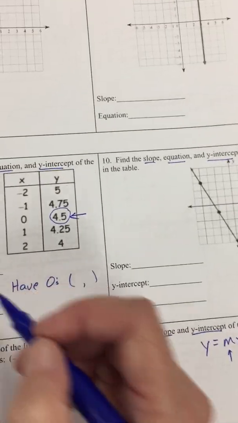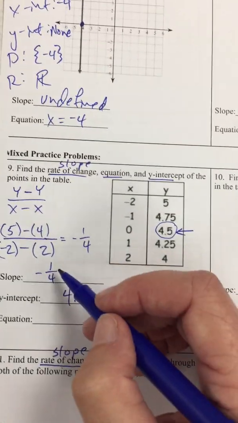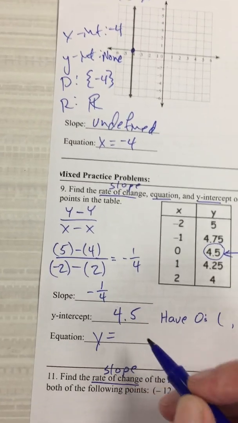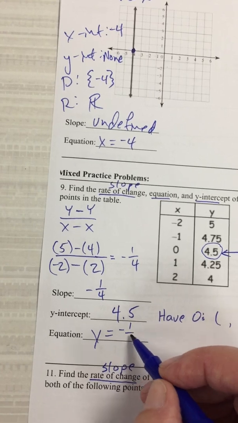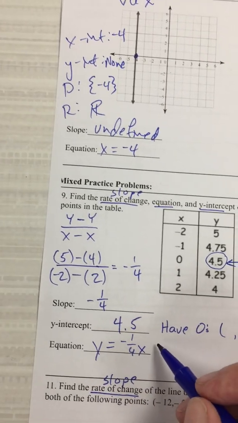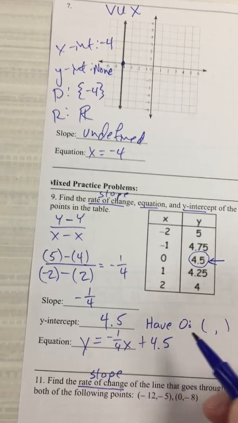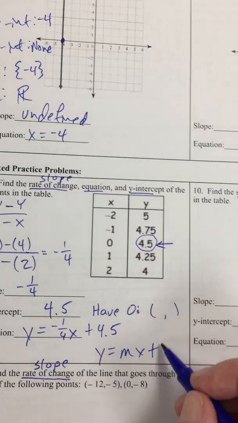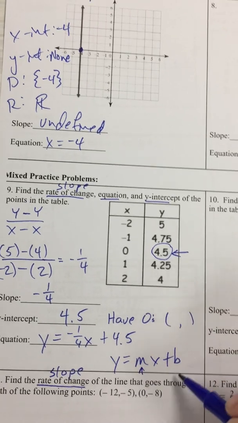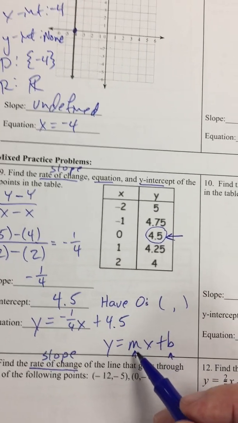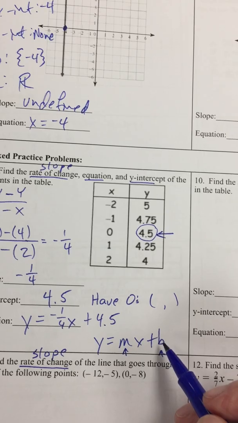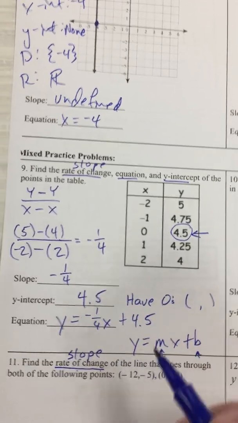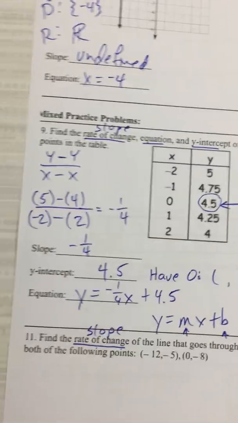So now that I know the slope and the y-intercept, can I write the equation? Yes, those are the only 2 things I need to know to write the equation. y equals -1/4 x plus 4.5. Because remember, the equations are always y equals mx plus b. You can see the slope, you can see the y-intercept. The number in front of the x is your slope, the number on the end is your y-intercept. So there is your equation.